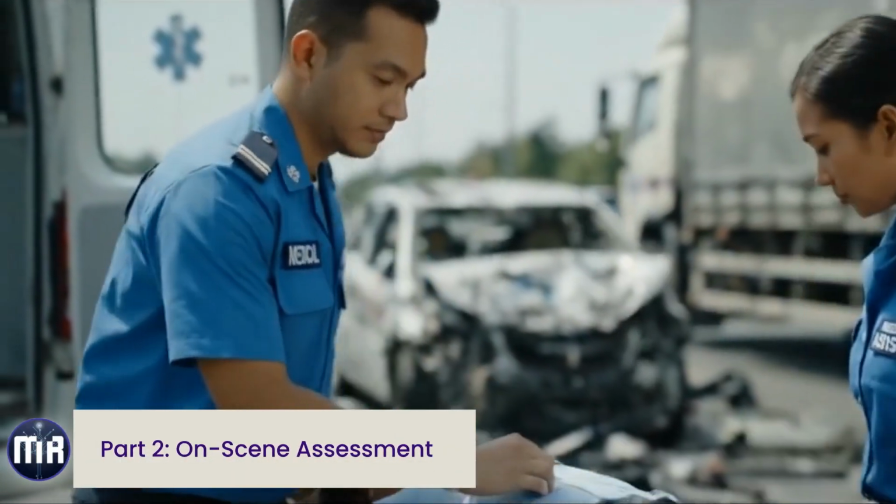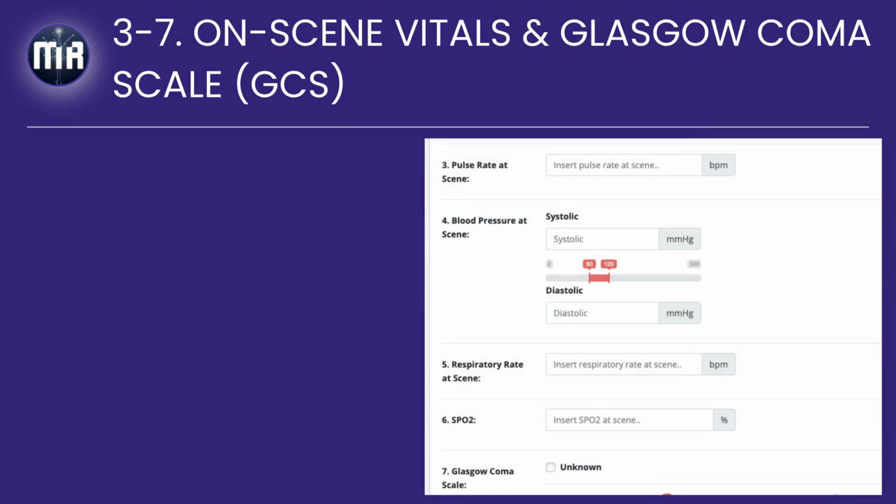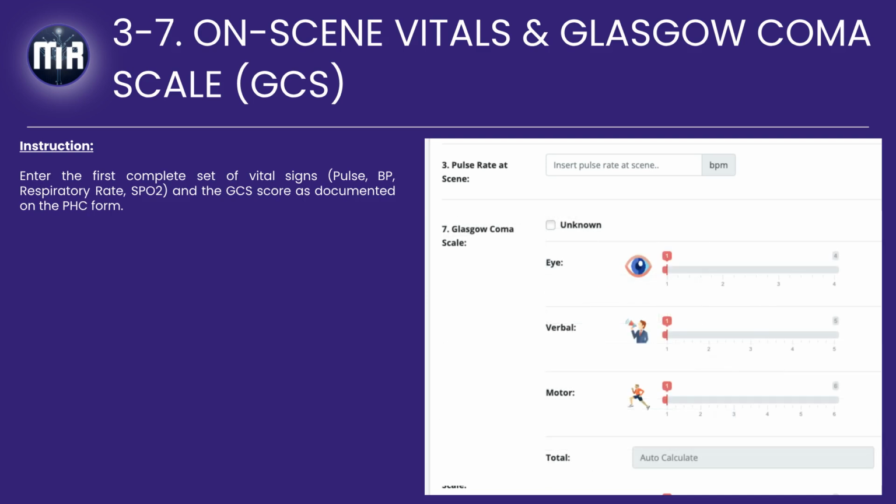Part 2, On-Scene Assessment. Next, we document the initial clinical assessment. For fields 3 through 7, you will enter the first complete set of vital signs: pulse, blood pressure, respiratory rate, and SpO2, and the Glasgow Coma Scale score as documented on the PHC form.